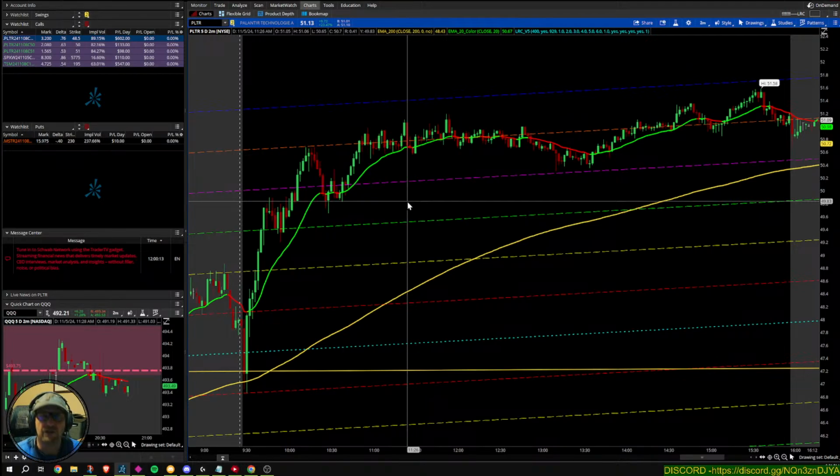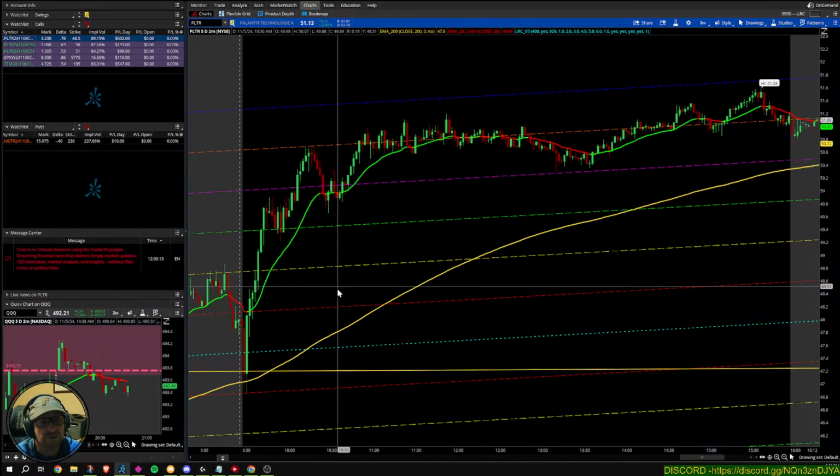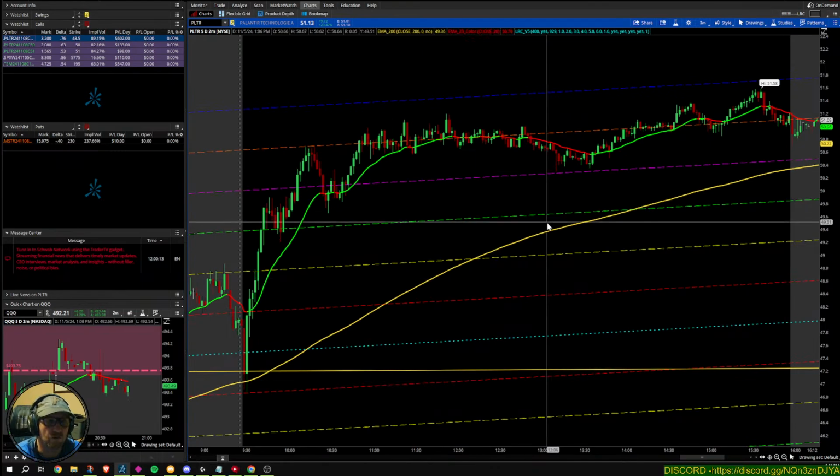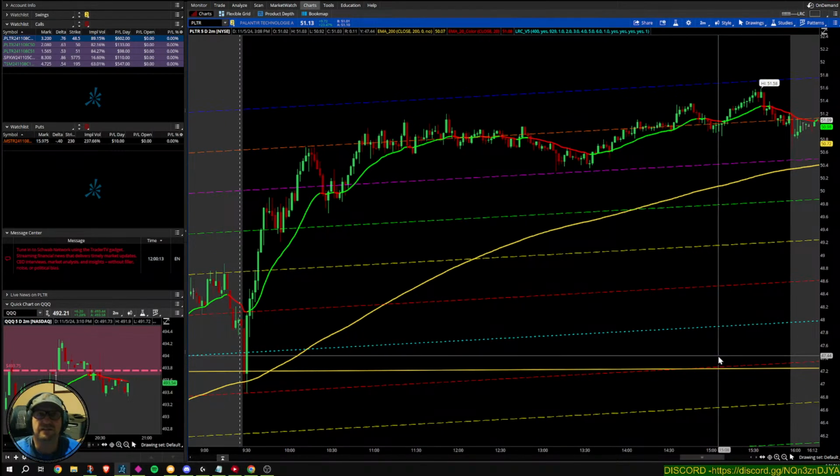My goal is really to be done by around 11 and not have to trade anymore. For the last few days, I've met my quota by around 9:40, 9:45, and I've been done. So the strategy works. It works consistently every single day. Anyhow, that's enough about the strategy. Let's get into my trades.